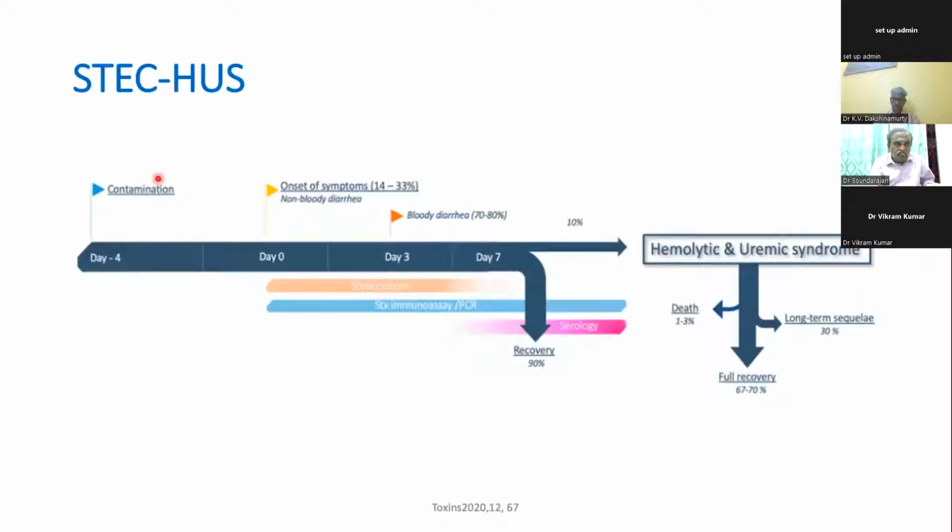So Shiga toxin HUS, this is actually more common in children. It occurs either in the epidemic setting or the sporadic setting. Recent studies suggest that the sporadic incidence is more common than the epidemic setting. It is always preceded by diarrhea. Usually, the diarrhea is initially non-bloody and is followed by bloody diarrhea in roughly 80% of patients.